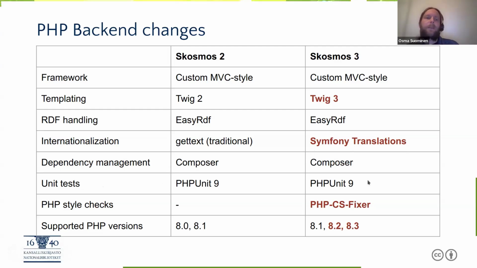For unit tests, we're still using PHPUnit. We are using PHP CS Fixer to control the code style so that it follows the recommendations. And of course, we're targeting newer PHP versions. With old Skosmos, we're basically stuck on these two versions. We can't upgrade because of what some of the libraries require. But with Skosmos 3, we are currently supporting 8.1, 8.2, and 8.3. And as we go on, we probably are going to shift this window.